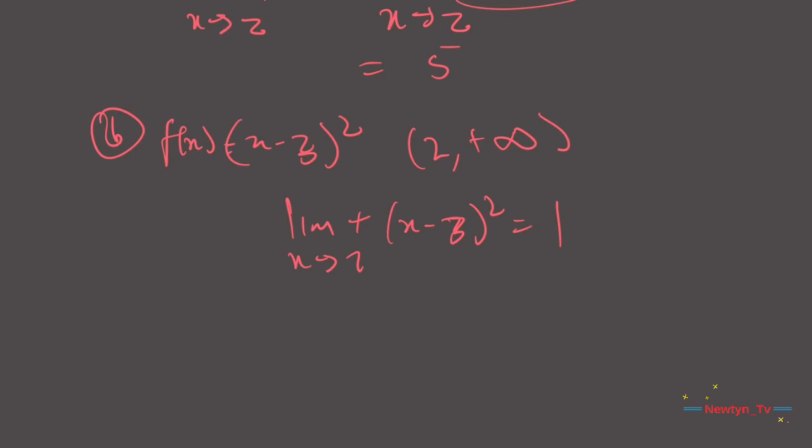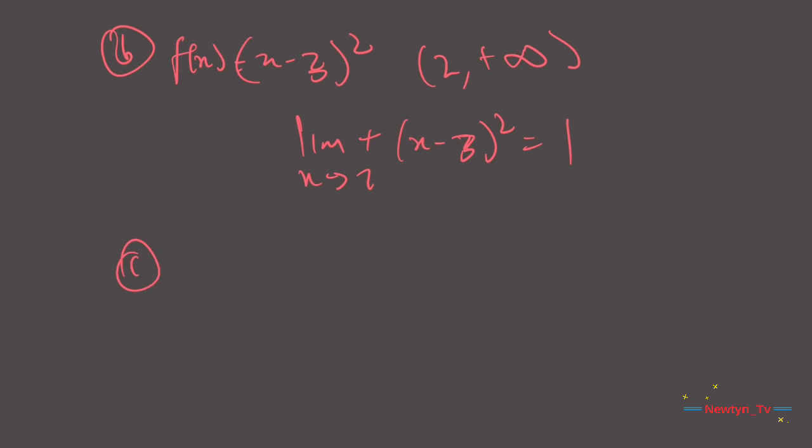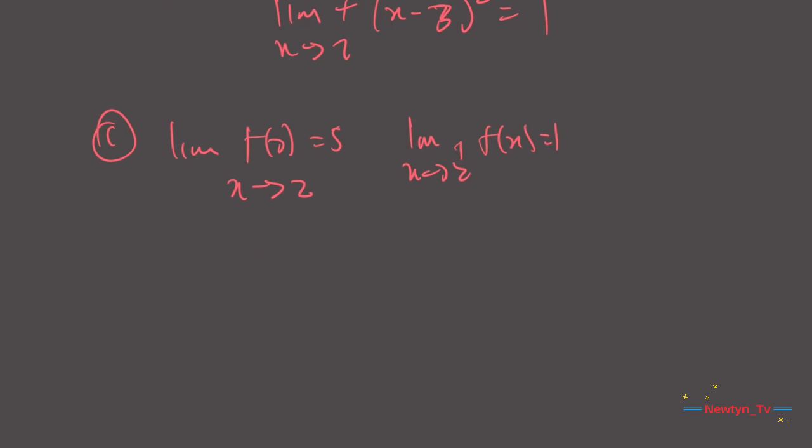Okay, and the last one, c. Now since the limit of f of x equal to 5 as x approaches 2 from the left, and the limit of f of x equal to 1 from the right, we can conclude that the limit of f of x as x approaches 2 does not exist for the c. Okay, does not exist for the c.